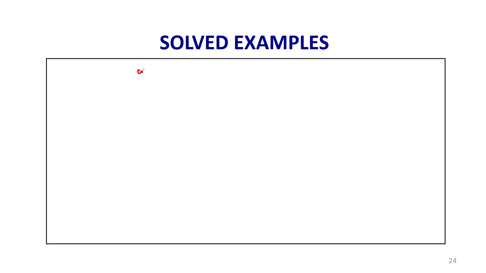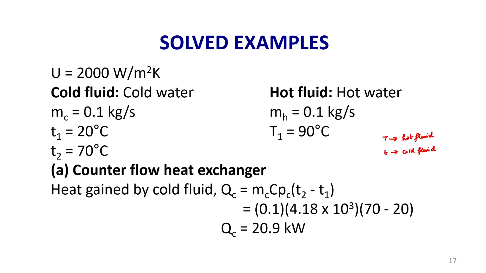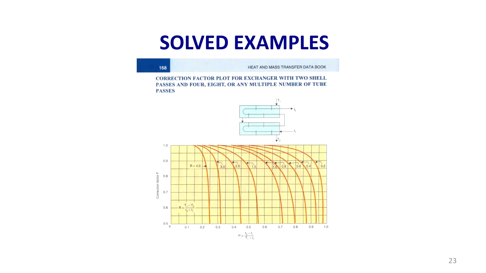So, this is the cold fluid, small t1 is equal to 20 degree centigrade. After the cold fluid is heated, its temperature increases from 20 to 70 degree centigrade. The mass flow rate of the cold fluid is given, this is m dot. Due to some compatibility issue, the dot is not showing, there is some technical issue. So, m dot of the cold fluid is given as 0.1 kg per second.